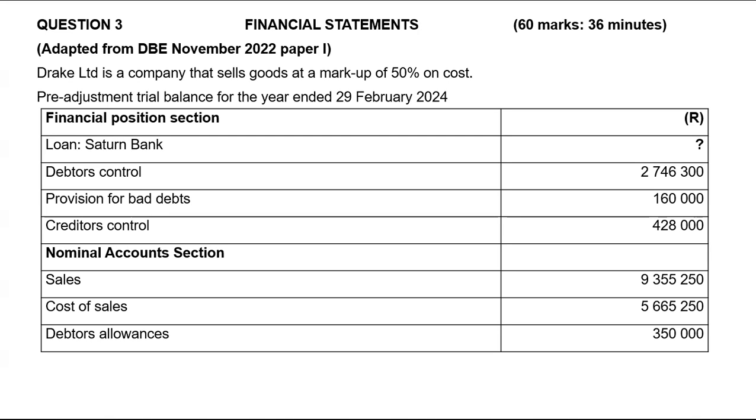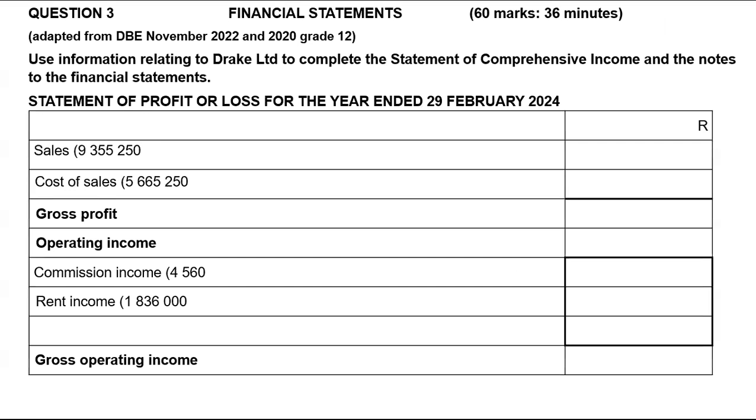And under my nominal account section, I have sales, cost of sales, debtors allowances. When you have debtors allowances under nominal account section, you will immediately take that and close it off, or basically subtract it from your sales amount. All of this will be recorded in the statement of profit or loss. When you go to the statement of profit or loss, from sales, we will subtract that 350 that relates to debtors allowances.